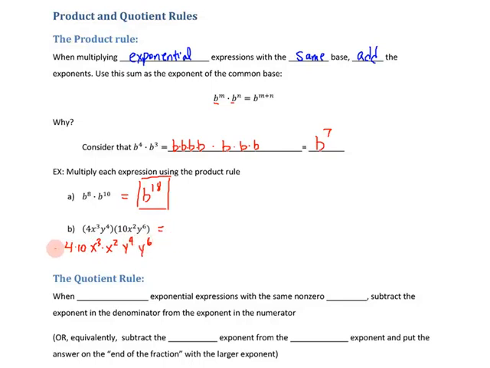Now, I don't ask you to write this out every single time, but this is just so you see what I'm actually doing when I put the numbers multiplied together. 4 times 10 is 40. X to the 3rd times x squared would be x to the 3 plus 2, which is x to the 5th. Right? And then y to the 4th times y to the 6th. You add the exponents, you get y to the 10th, and so that is your simplified expression.